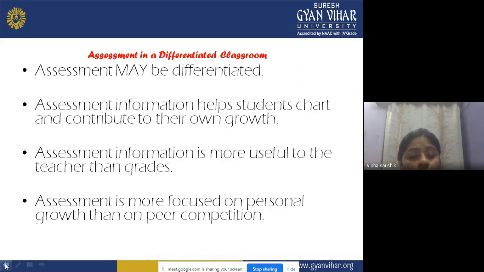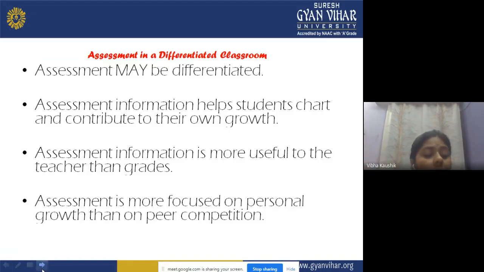Assessment information is more useful to the teacher than grades. The information which a teacher gets from the assessment is more useful to me as a teacher than grades. What grades you are getting is not that useful for me, but what is more useful is the information which I am getting from the assessment. From the assessment I will be able to know your needs, and in which way you learn better. So the information I get from the assessment is more useful for me in comparison to the grades you are getting.